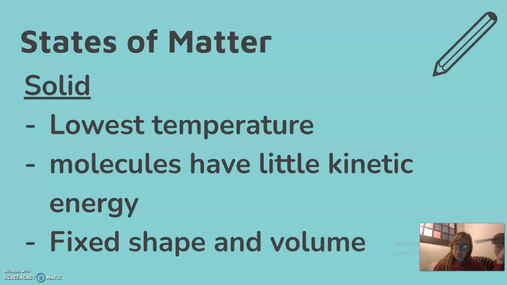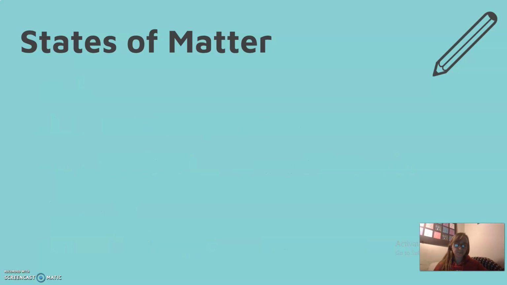And the other thing that we know about solids is that they have a fixed shape and volume. This pen is not just going to change its shape as I move it around, right? If we melted it, which we could, I suppose, it would change its shape, but not if it's remaining a solid.